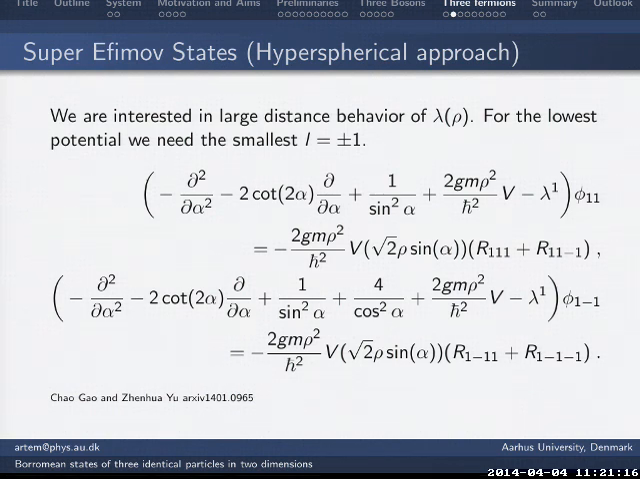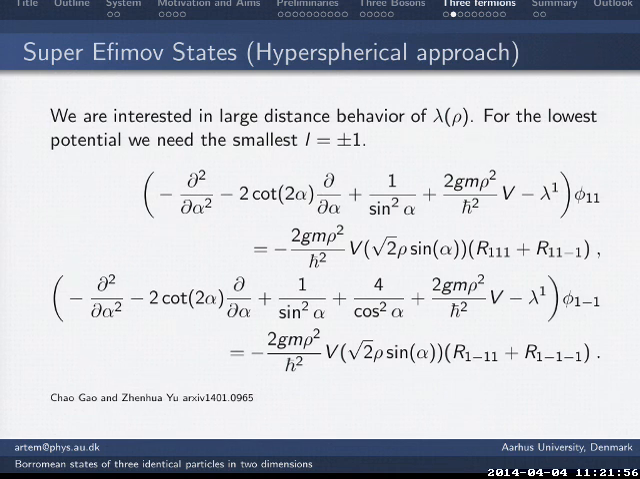The way we proceed is we divide our space into two parts. We divide our angle alpha into two parts: alpha less than some alpha 0, where this potential is non-zero, and alpha larger than alpha 0, where this potential is 0. And if this potential is 0, we end up with an equation that does not depend on rho, and it's solved by some polynomials, and then we just match at the angle alpha equal to alpha 0.